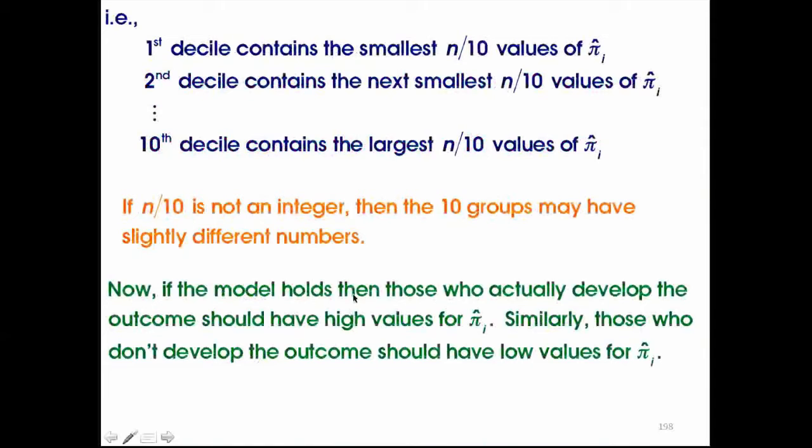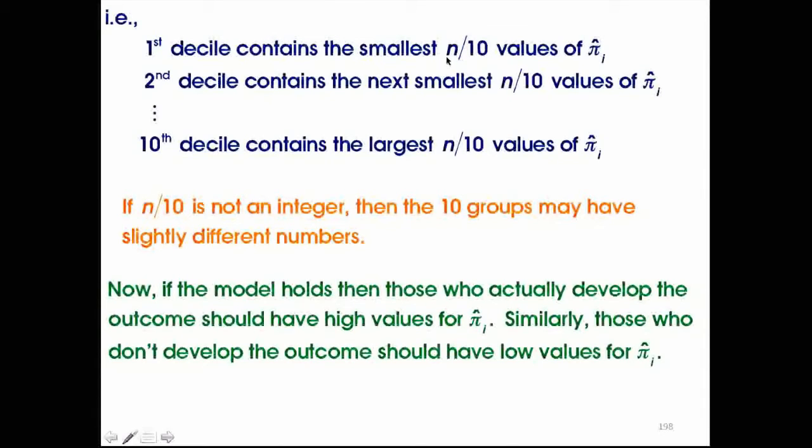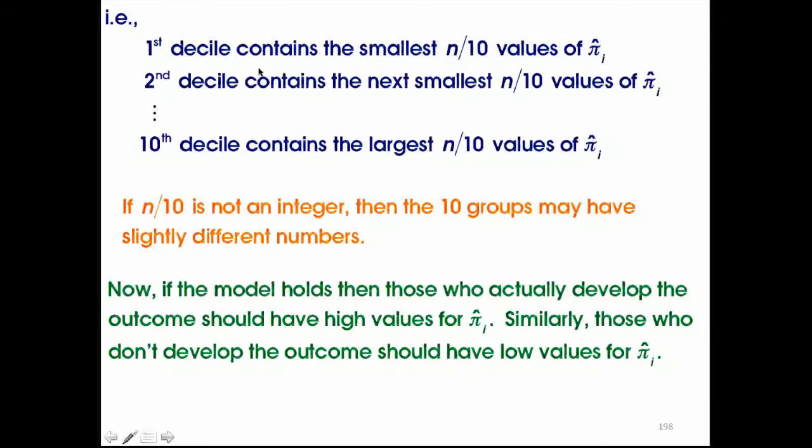The 10% of women who had the lowest probabilities of having a low birth weight baby constituted the first decile of risk. The next group, 10% of women who had the next smallest probabilities, constituted the second decile of risk, and so on. The 10% of women who had the highest probability of having a low birth weight baby constituted the highest decile of risk. If n over 10 is not an integer, this is not a problem.